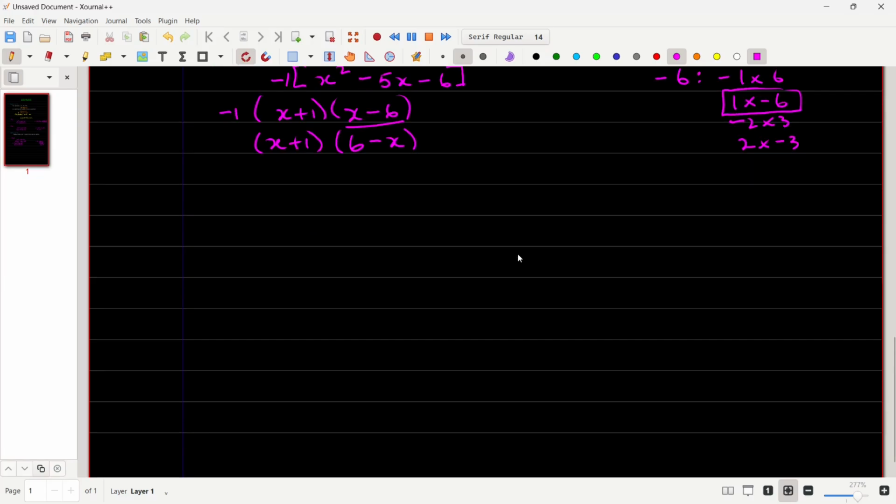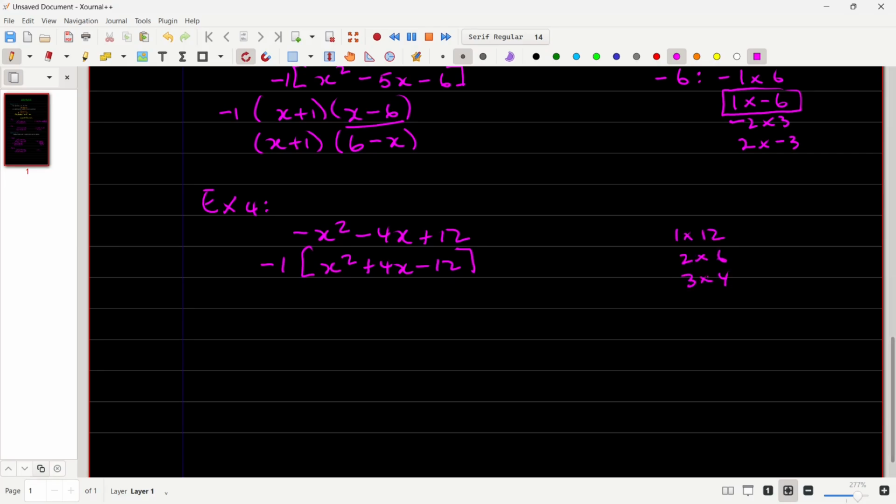Let's try another one just to be sure that you understand what I'm doing. So let's say example number 4, and we have negative x squared minus 4x plus 12. So we're going to factor out the negative 1. So negative 1 into x squared plus 4x minus 12. We're going to look for products of 12. So we have 1 by 12, 2 by 6, 3 by 4.